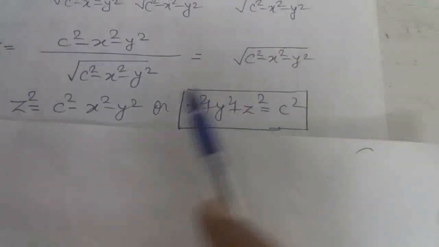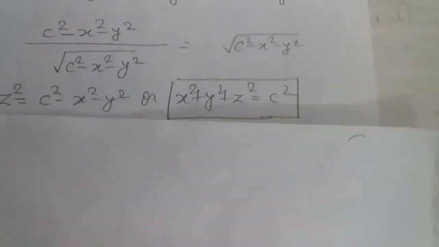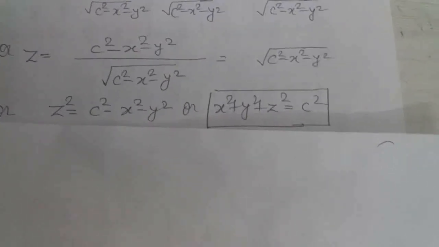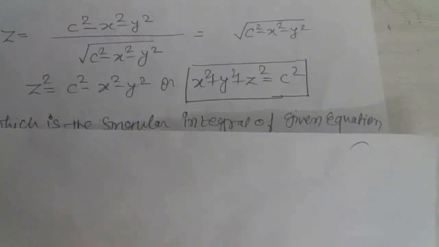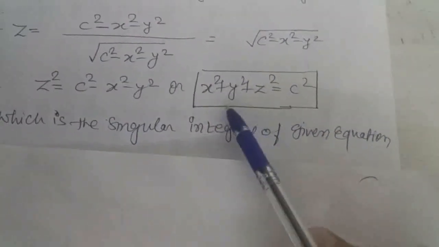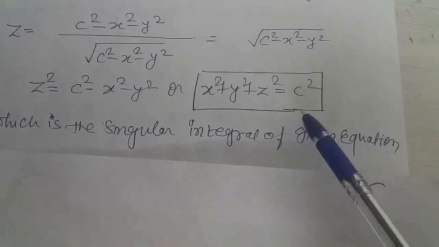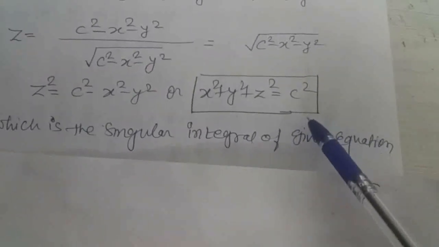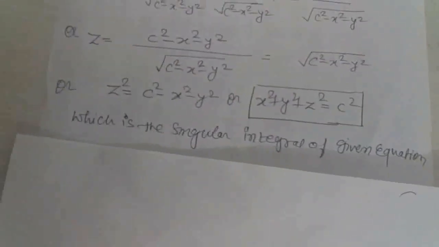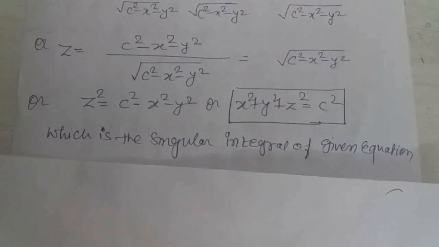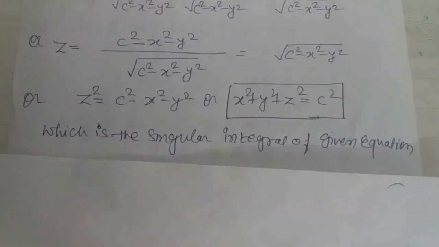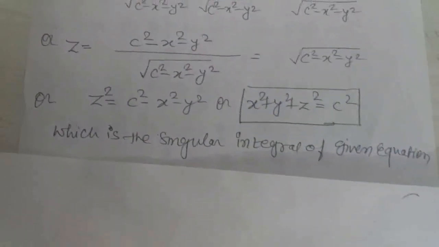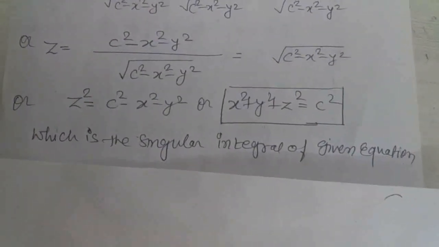So this is a relation which is free from A and B, and hence this is the singular integral of the given partial differential equation. And look at this equation. This is the equation of a sphere whose center is 0, 0, 0 and radius is C. So the singular solution represents a sphere of radius C whose center is origin. So this is how we solve standard form third.